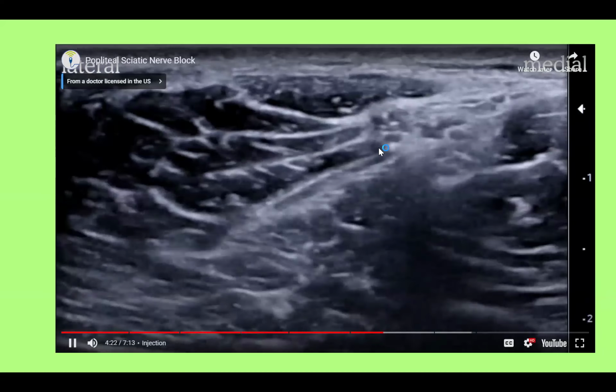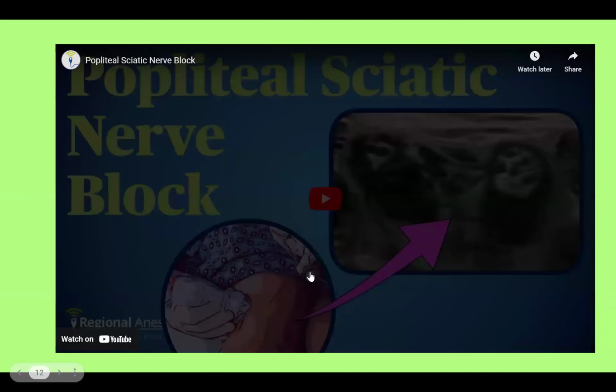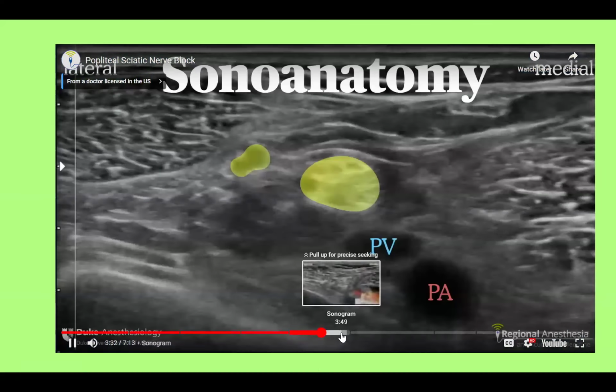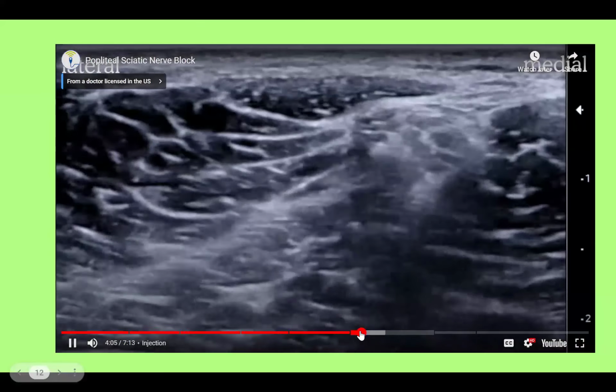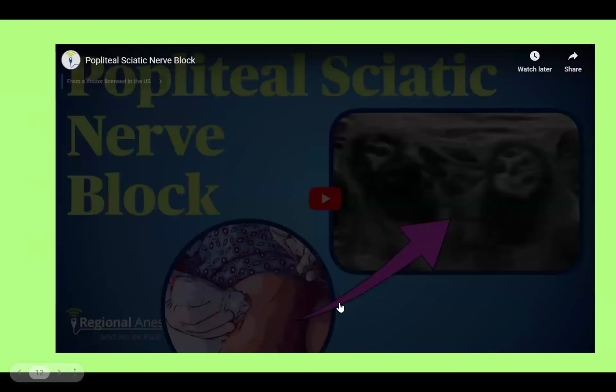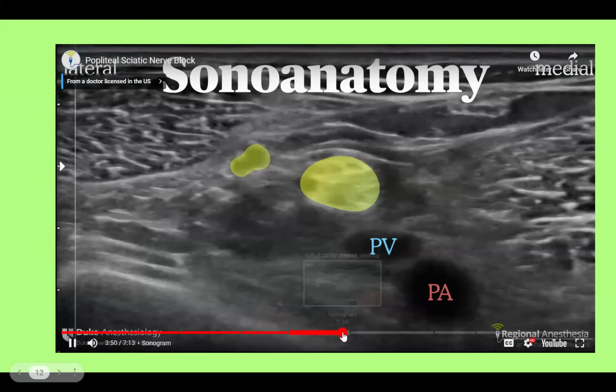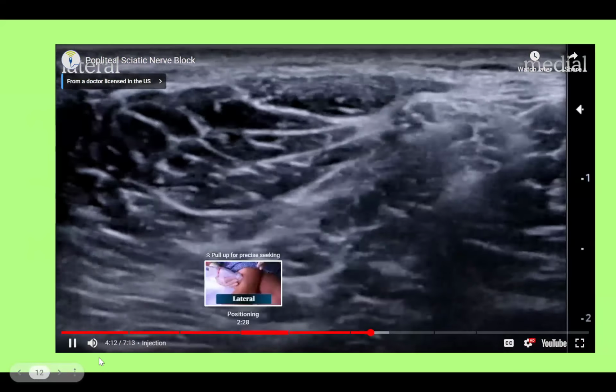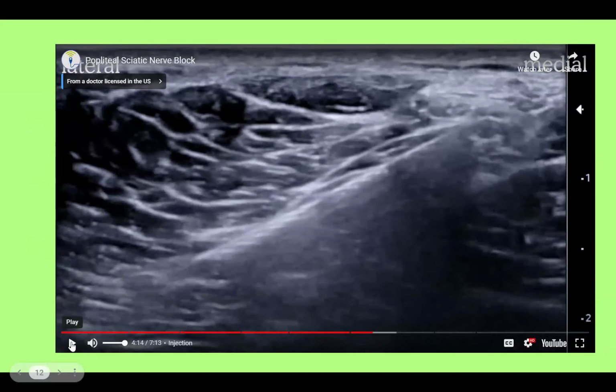Our needle here, we're going to be aiming for the fatty tissue between the two nerves. So that's our sort of zone of safety, and that fascia can be quite thick, so it can indent quite a bit before you feel the tactile pop through the sheath.